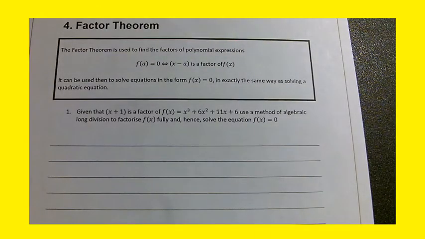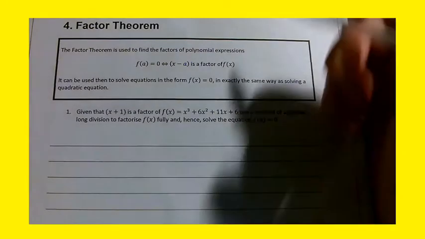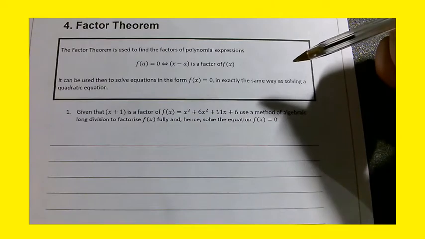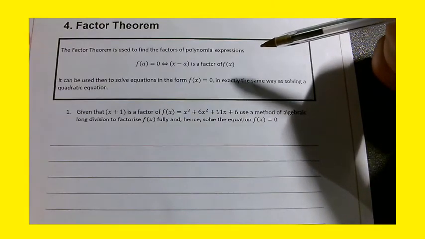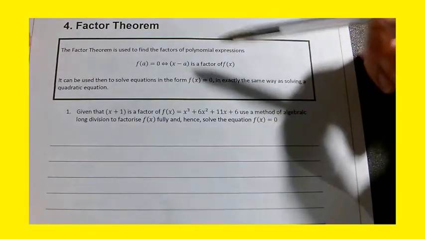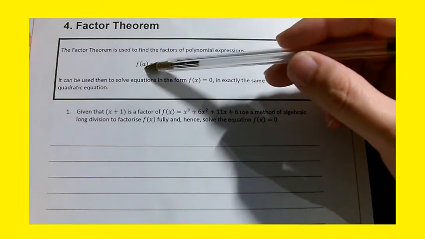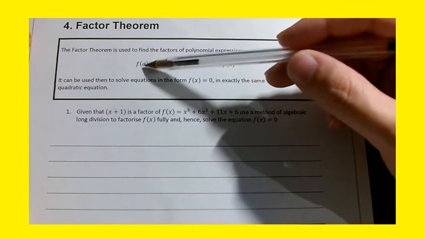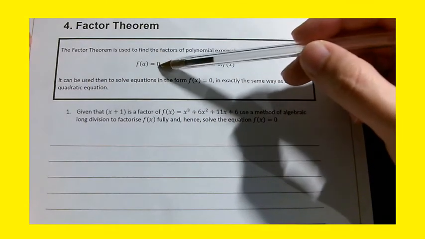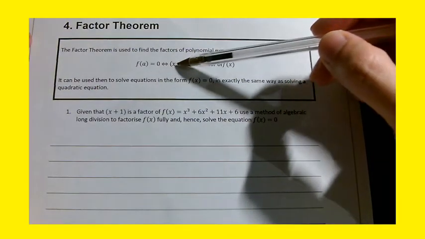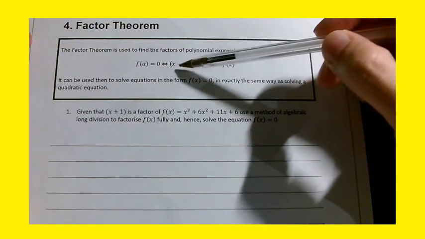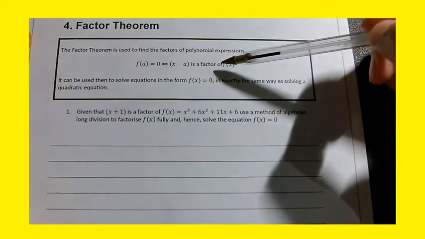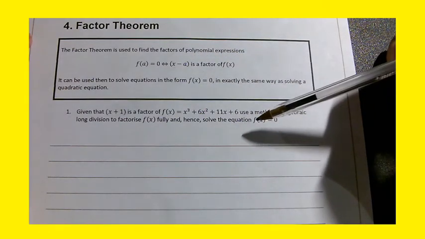So what is the factor theorem? Well, the factor theorem is actually something that you've been using for quite some time, but you just haven't been used to the word or the concept of a theorem. Essentially what it says is this: if you've got a number inside a function which makes the function equal to 0, then that implies that x minus that number is a factor of that function.